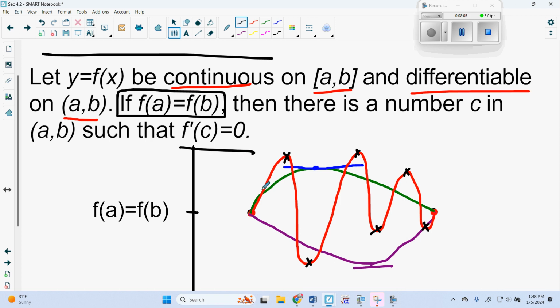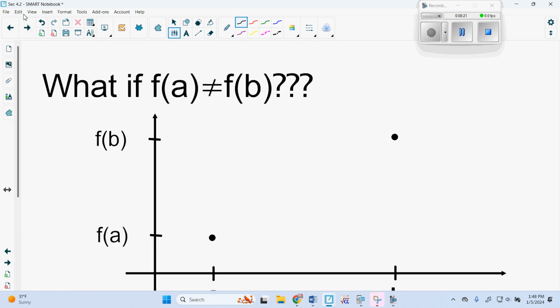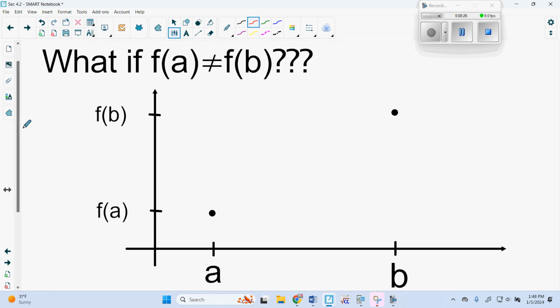Has to happen. Because there's no way to get from this point to that point without having a peak or a valley, or it could be a perfectly straight line. And in that case, it's equal to 0 everywhere. Okay? So that's Rolle's theorem. But what happens if f of a does not equal f of b? What happens if we start here and we end up here? What do we have? That is going to be our mean value theorem.